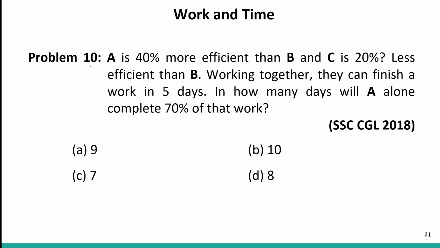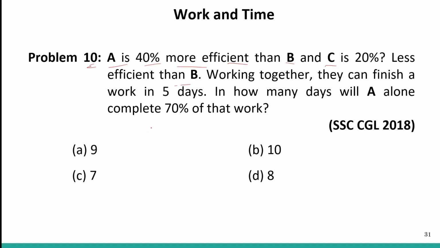So let's see problem number 10. A is 40% more efficient than B and C. C is 20% less efficient than B. Working together they can finish a work in 5 days. So in how many days can A alone complete 70% of that work?